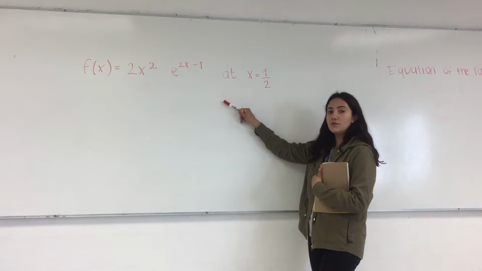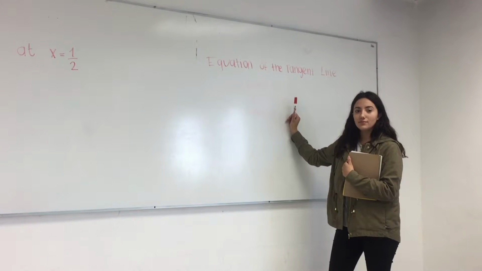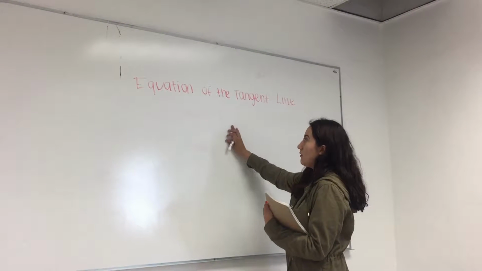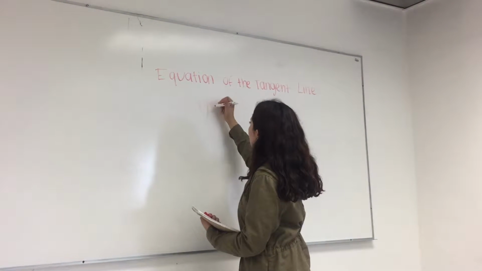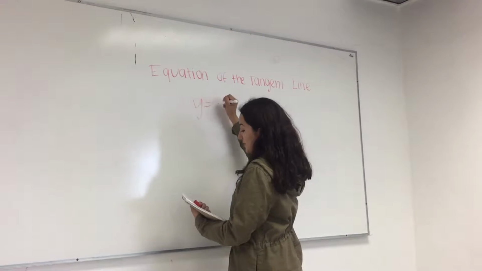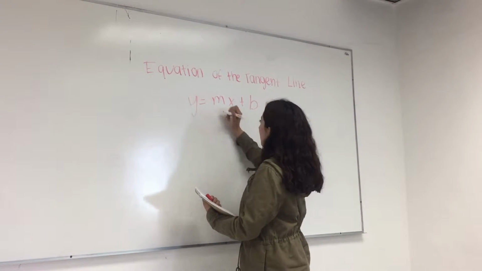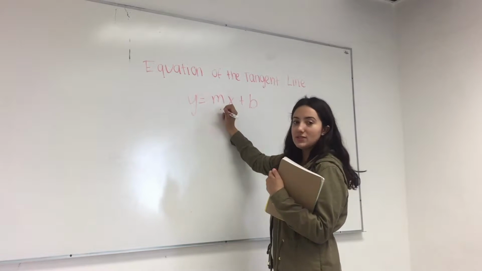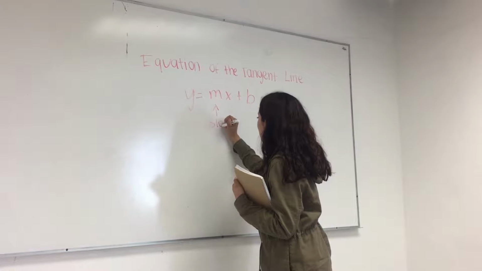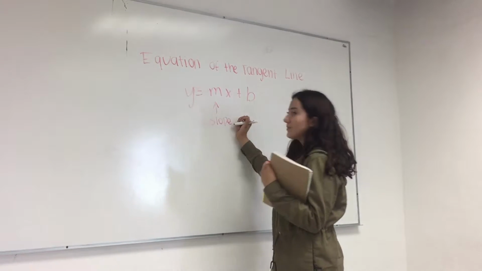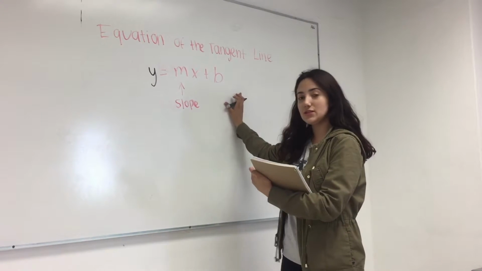To help you solve this problem, we have to use the equation of the tangent line. We have to remember that the formula we use with the tangent line is y equals mx plus b. We have to remember that m stands for the slope. We are not going to use this formula. The formula that we're going to use is based on this one.